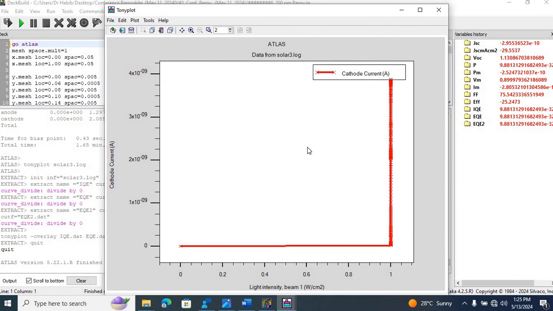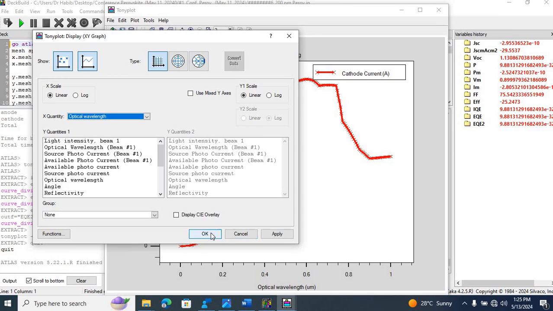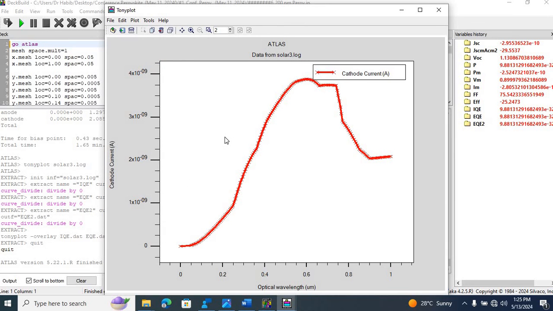Similarly, we can look at the spectral response of this perovskite solar cell. Here we click on optical wavelength as the x-axis, and cathode current as the dependent variable. So here we see the spectral range. You can say its spectral range is from 0.2 to approximately 0.9 micrometers.